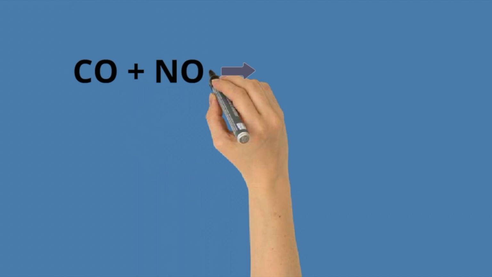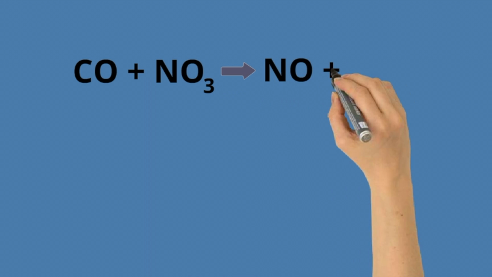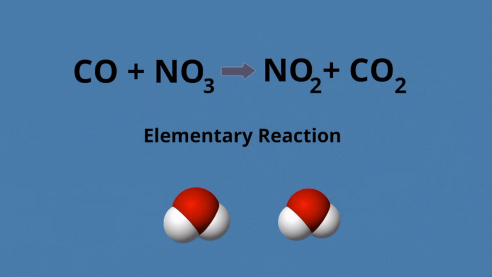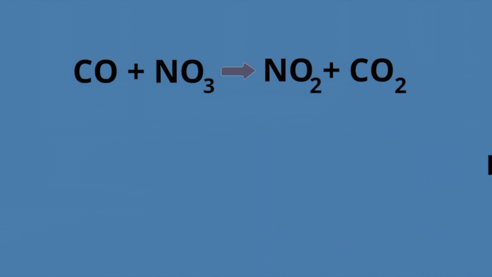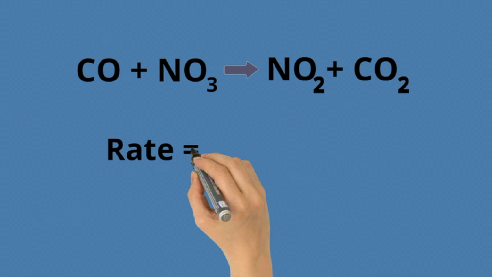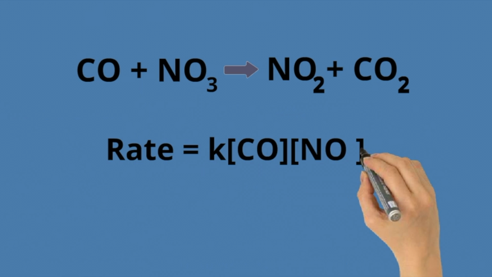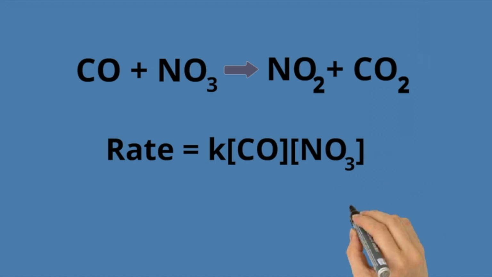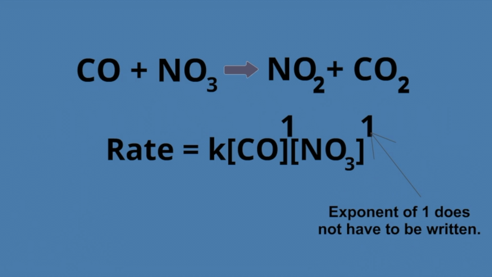Just to recall, an elementary reaction is one in which molecules collide in one step to form a transition state, then a product. Unimolecular, bimolecular, and trimolecular describe how many molecules actually collide. Since this is an elementary reaction, its rate law can be written based off of its equation, such that the coefficients are the molecule's order.